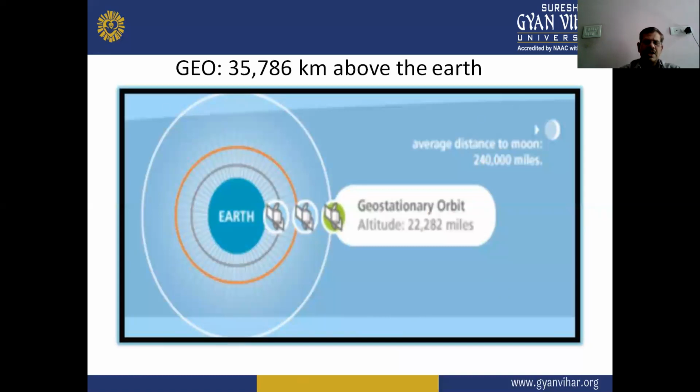So, GEO is 35,786 kilometers above the Earth. So, geostationary orbit altitude is 22,282 miles. We can see this in the diagram also here.